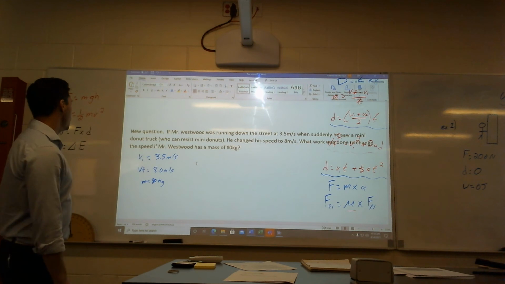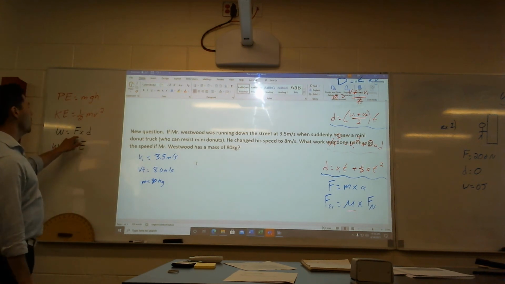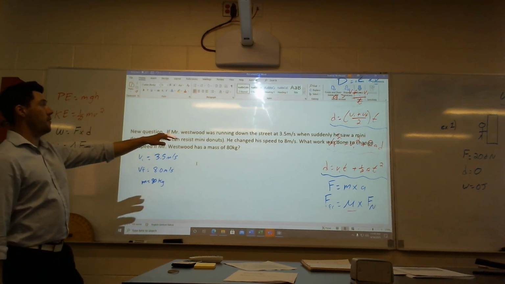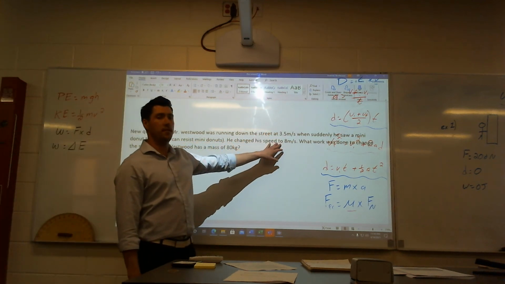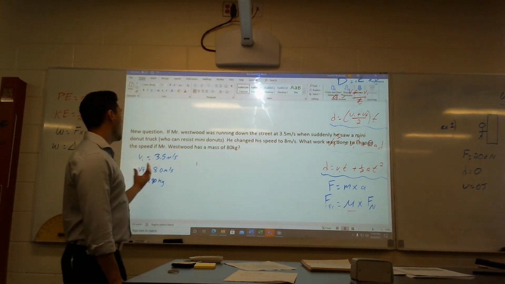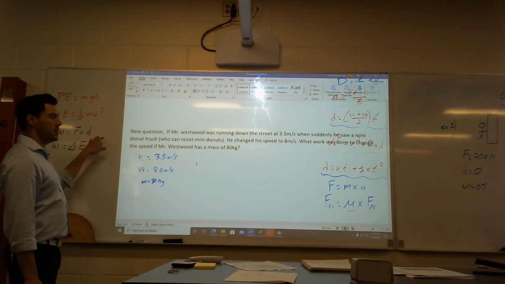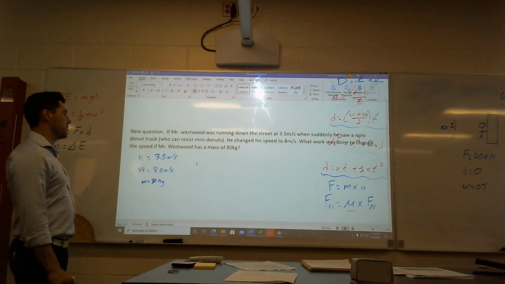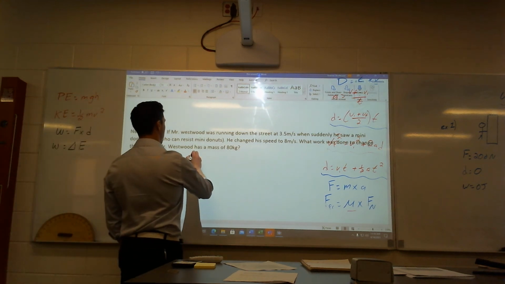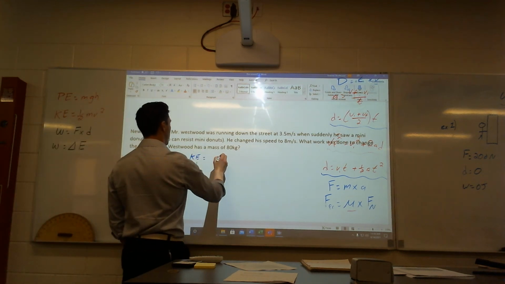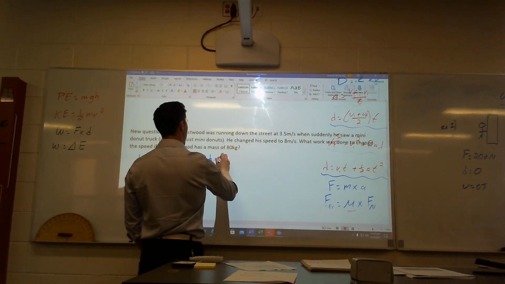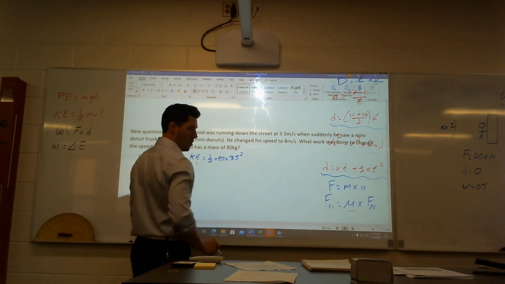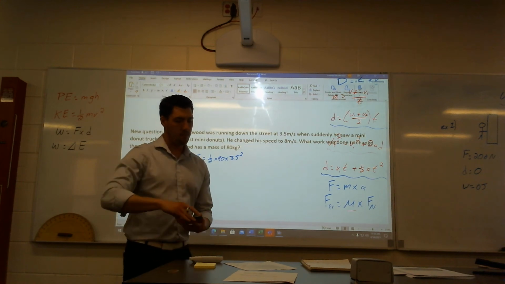So this would be hard to find the force and distance. You could figure it out, you have the VI and the velocity final, but I don't give you a time, so it's going to be hard to find that distance. Let's just go right to our change of energy, because we can do our change of energy pretty easy. What is our kinetic energy at the start? Kinetic energy at the start equals 1/2 times 80 times 3.5 squared.